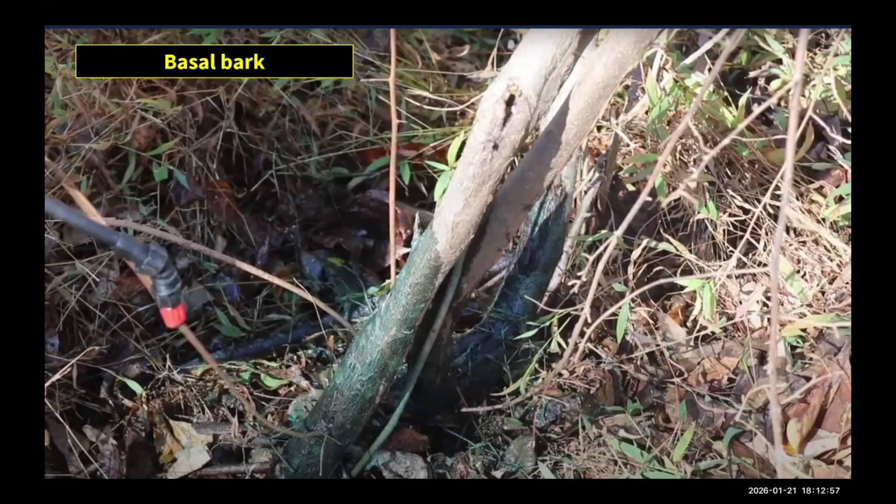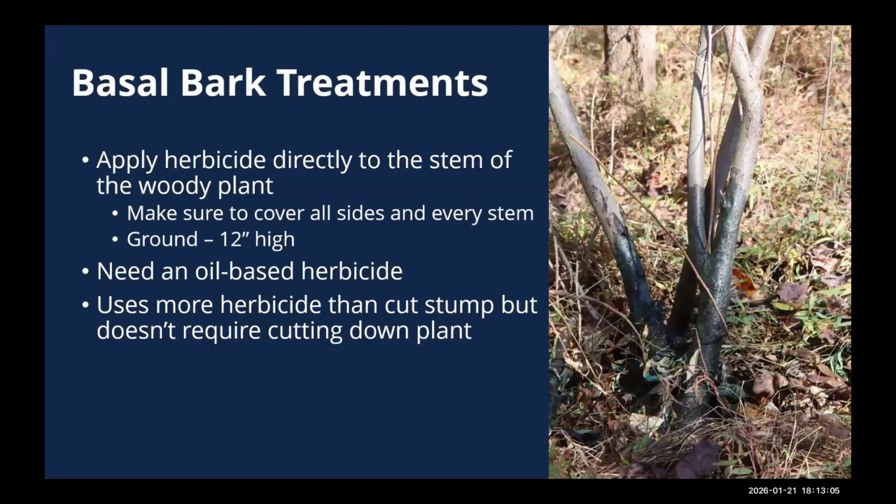It should be a fairly thin-barked species, something that doesn't have very corky, heavy bark, because that'll slow the uptake of the herbicide. When you're using a basal bark treatment, you're applying that herbicide directly to the stem from the ground up to about 12 inches high. You want to get all the sides and every stem. It does use more herbicide than a cut stump, but you don't have to mess with cutting the plants down and dealing with the slash and everything.